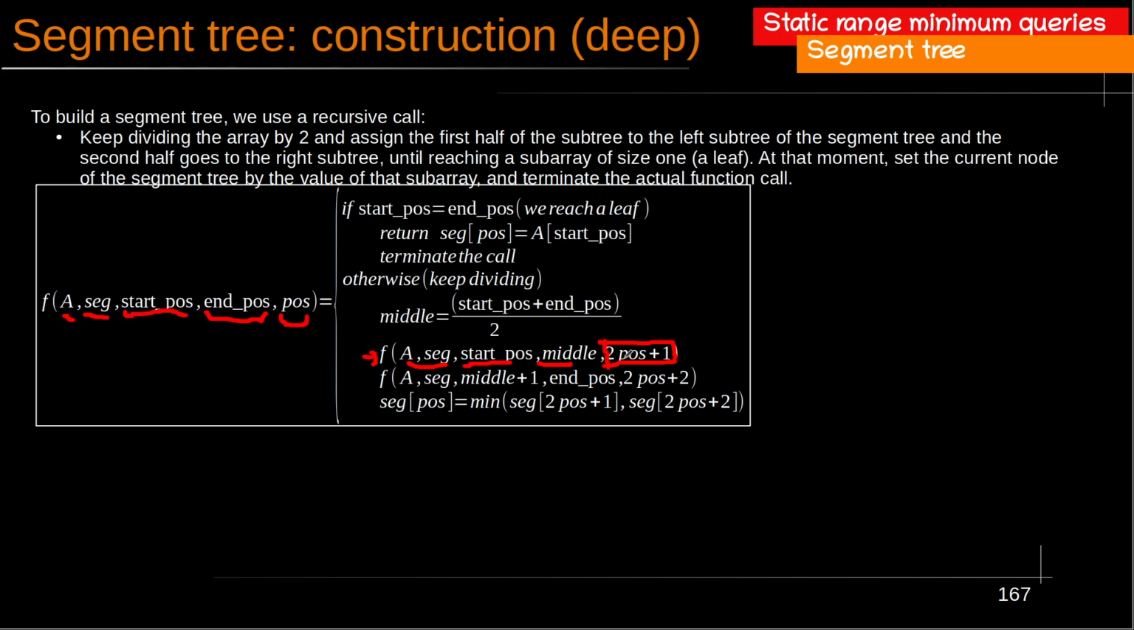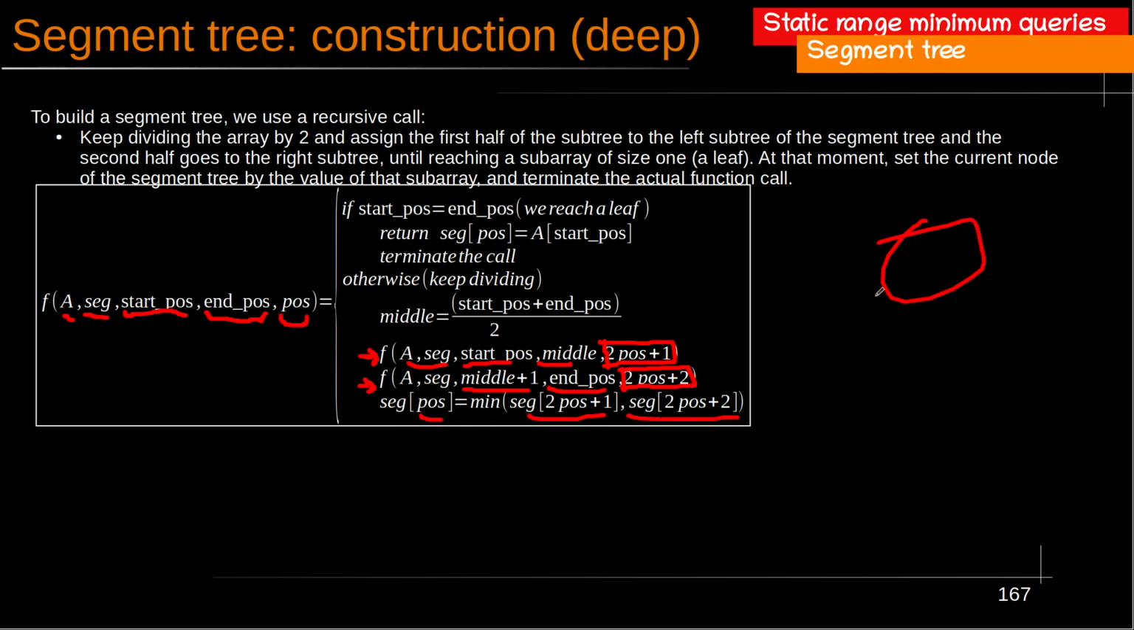Once we reach a leaf here, we go to the right side, which is the middle plus 1 to the end position, and we put this to the right child, or the right side subtree. And if we complete this call and we complete this call, we can now compute the node that the parent of these two nodes holds, which is the minimum from its two children.